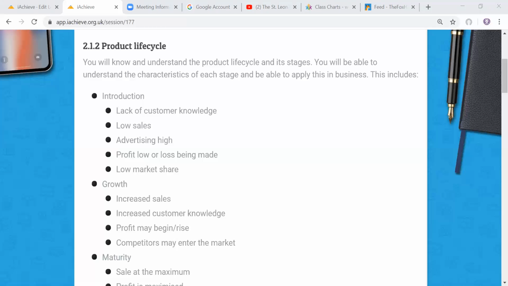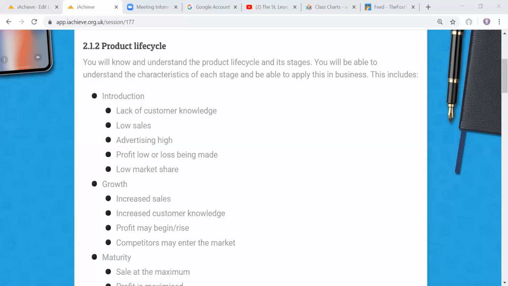And why may competitors start to enter this product market? Why is it that as you move out of the introductory phase, competitors want to enter the market? What have you already done that a competitor views as valuable as you move from the introductory to growth phase? What have you proved that a competitor wants to jump on the back of?